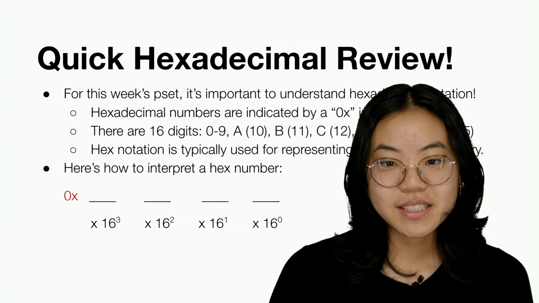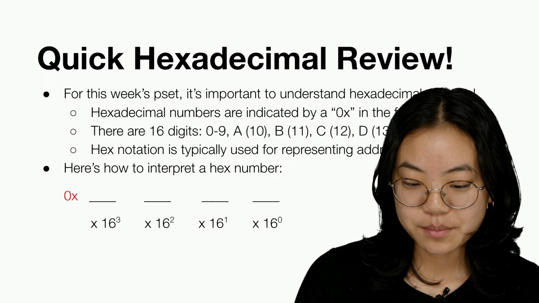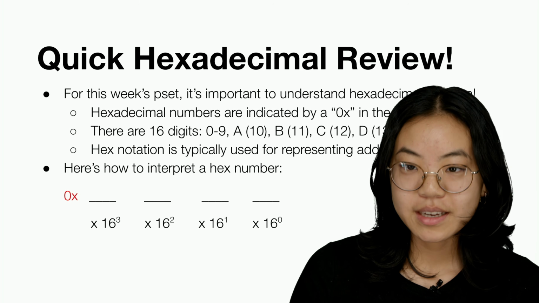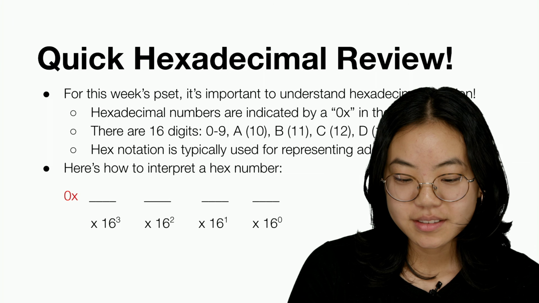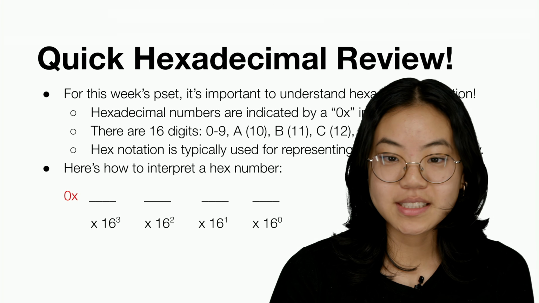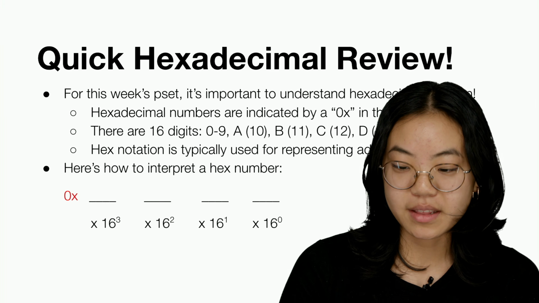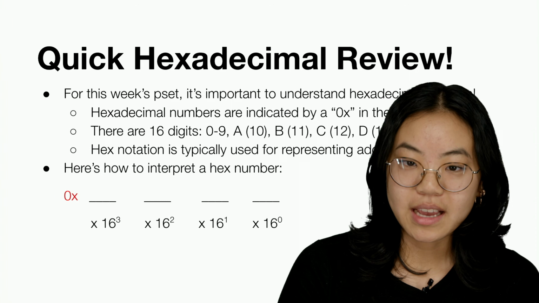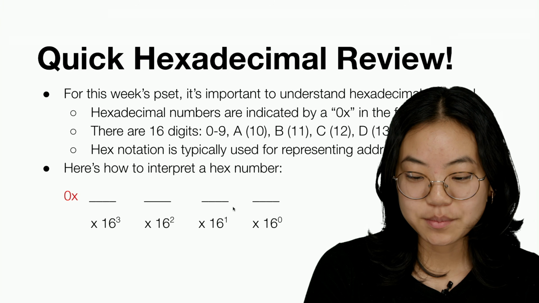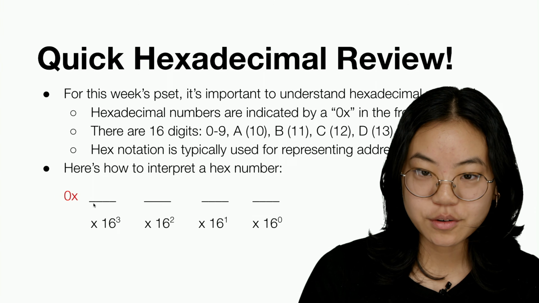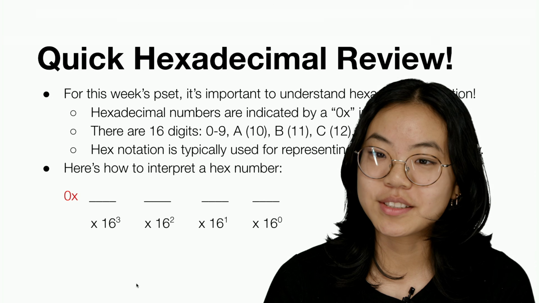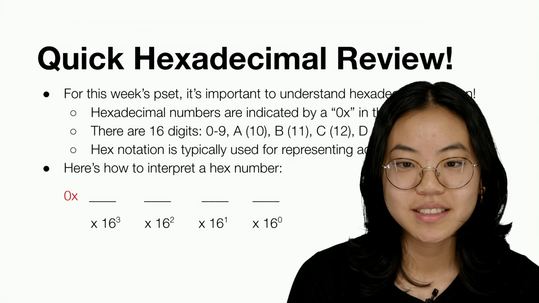And so when you see a hexadecimal number, for example, here we have 0x and then 3 or 4 digits, you can apply the same logic where the one on the right will have 16 to the 0, so whatever number is there times 1, and then whatever number is in that next place here times 16 to the 1, and so on and so forth. So I'll pause here for any initial questions on hexadecimal.